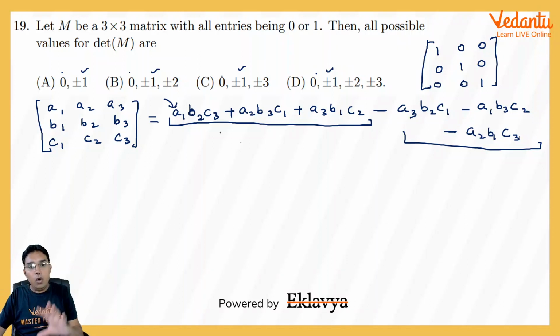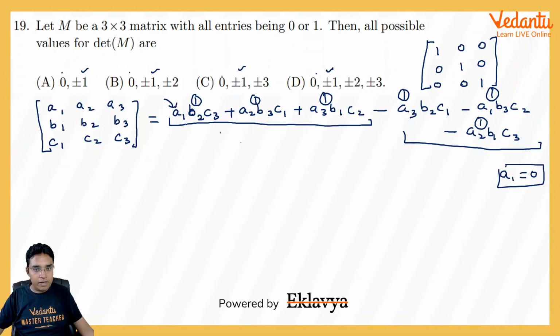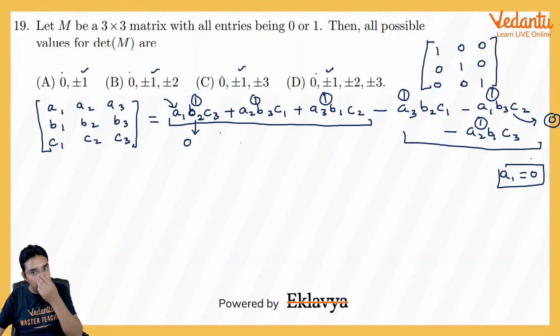Now if I start with all the values as 1, you can see all these will be 1 here, and these will also be 1 here. So obviously the value will be 0, and that can be concluded directly also. Now if I make one of the elements 0, let us say A1 as 0, then this element will become 0, and this element will also become 0. Remaining terms like A2, B3, C1 and A3, B1, C2 will be 1, 1 only. So my value will remain 0 only.